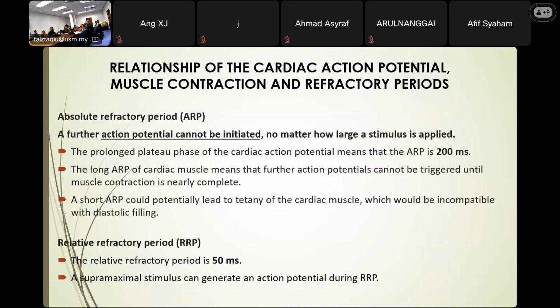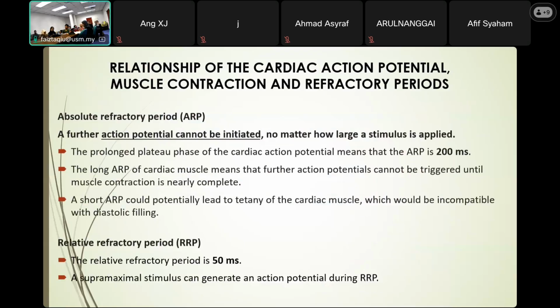So what's the relationship of all that we mentioned and refractory periods? Most of the textbook will actually define the periods into absolute and relative. But you can see in April 2023, they actually mentioned effective. So I'll touch on that in a while.